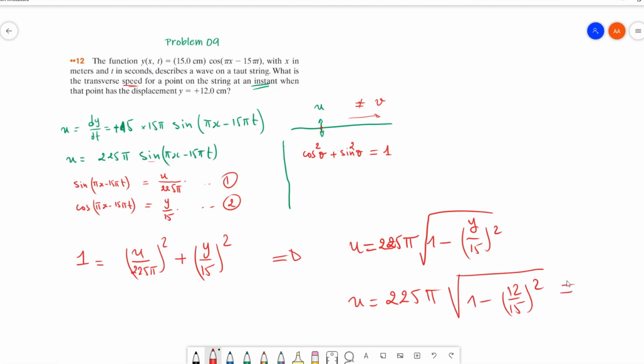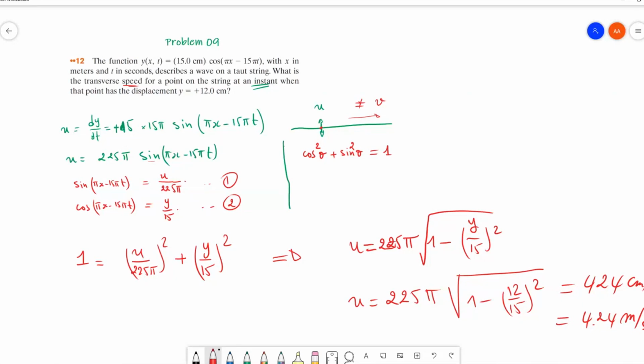Okay, and this will give us 424 centimeter per second, because I kept it in centimeter. Any question? Are you still there? I hope.